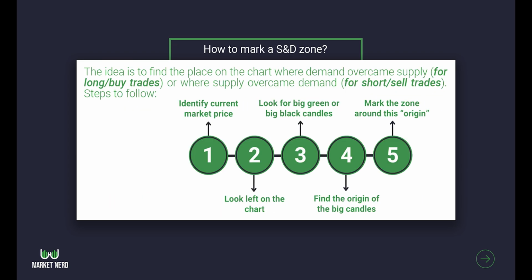So how do you mark supply and demand zones? Putting this theory into practice, the idea is to find a place on the chart where demand overcame supply for long trades, or where supply overcame demand for short trades. The first step is to identify the current market price. The second step, you have to look on the left of the chart. The third step, you have to look for big green or big black candles. The fourth step is to find the origin of the big candles. The last step is to mark the zone around this origin.